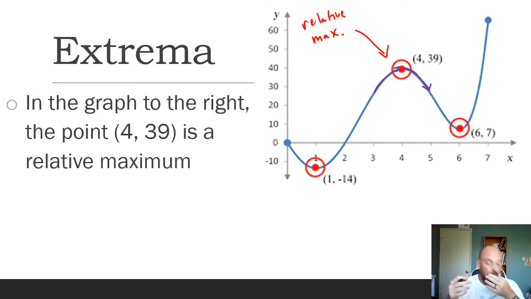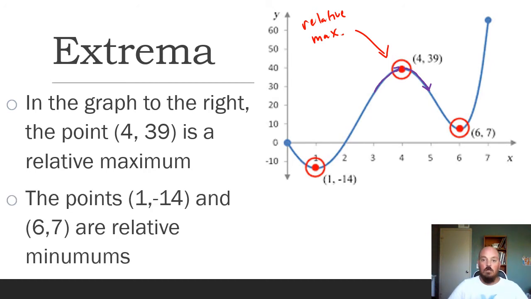Now another good way to think about it, maximum means biggest value or highest value on the graph, and relative means compared to the points around it. So if you look inside just that little circle, the point that we labeled 4, 39 is the biggest point in that little circle. And that's where the name comes from. That's why we call it a relative maximum.